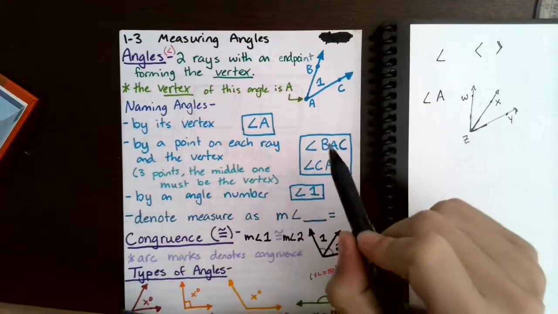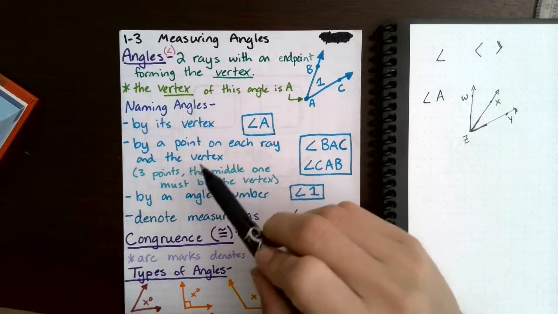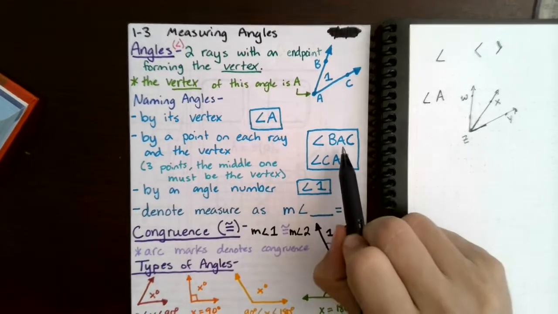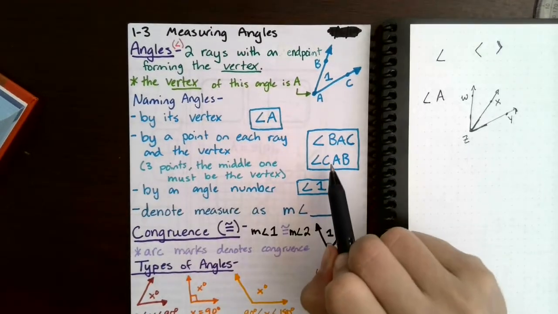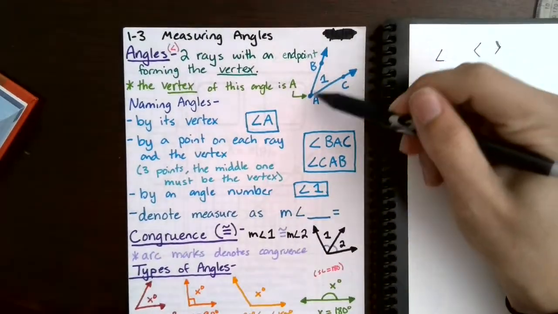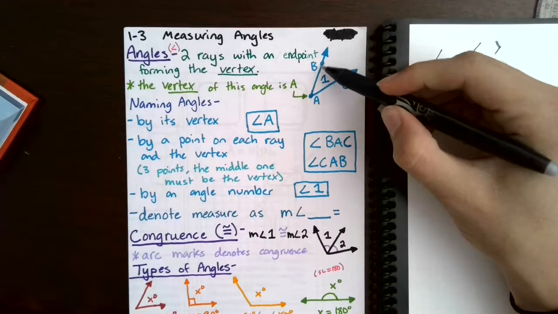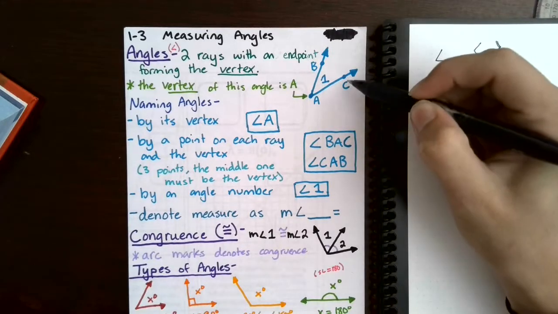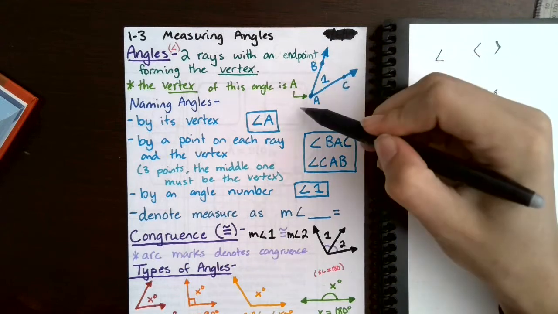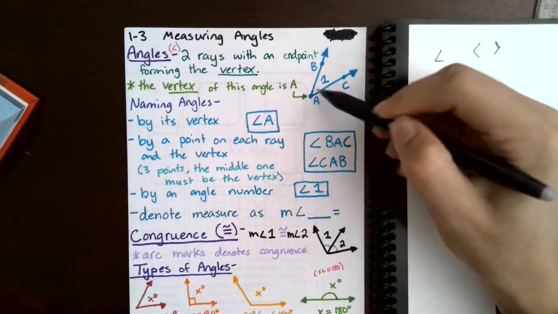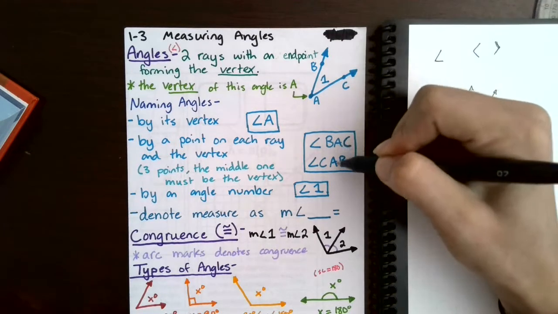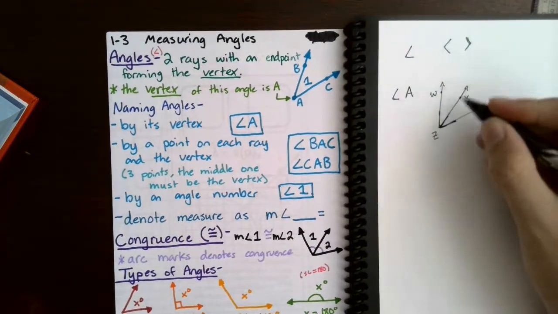So the way this naming scheme works is with 3 points, a point on each ray and the vertex. Now it's 3 points. The middle letter has to be the vertex. And the way I say it is trace the angle. If I trace this angle, I would say angle BAC or angle CAB. I wouldn't say angle BCA. That's not focused on this angle. The vertex, the pointy part, has to be this middle letter.